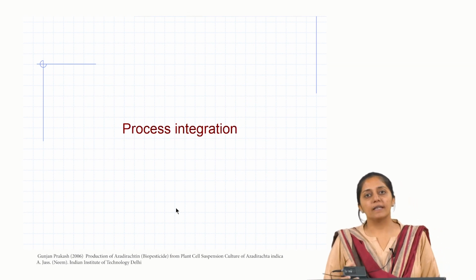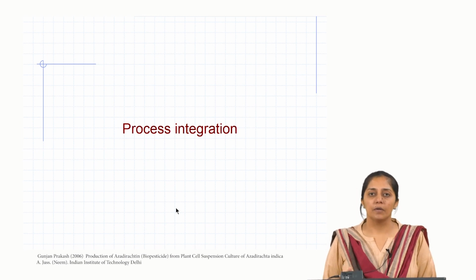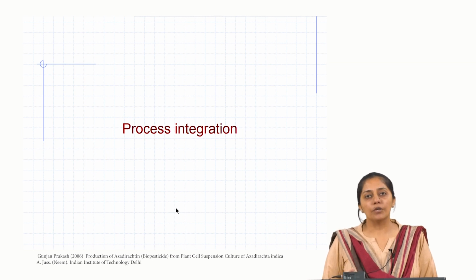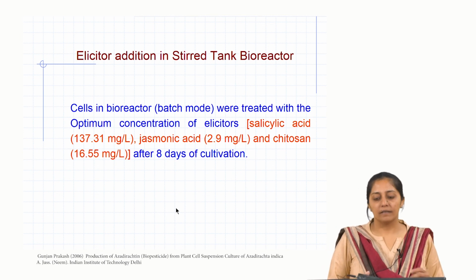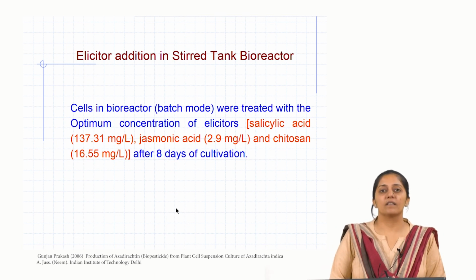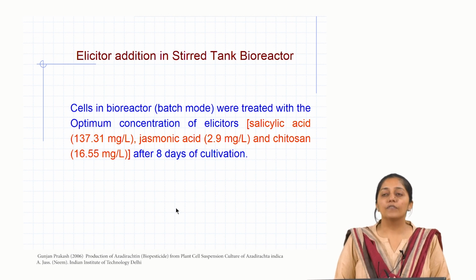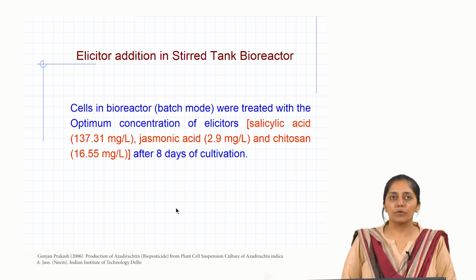After designing nutrient feeding strategies for continuous enhancement in the productivity of azadirachtin, the authors went on to do process integration, in which they added the elicitor and precursor selected from the shake flask studies to further enhance the yield of azadirachtin and thereby the productivity.